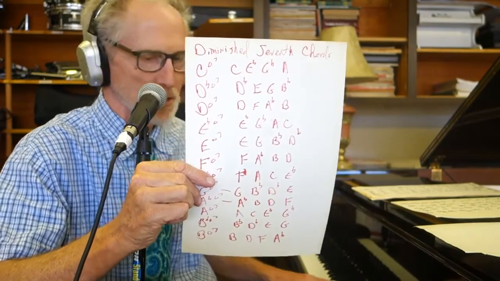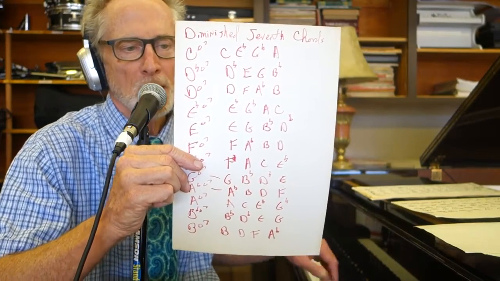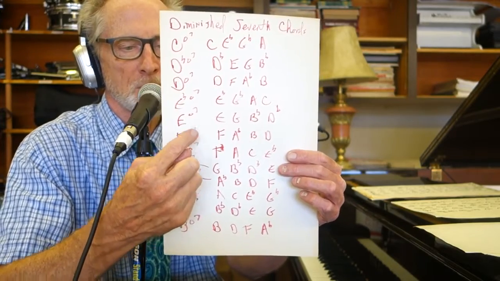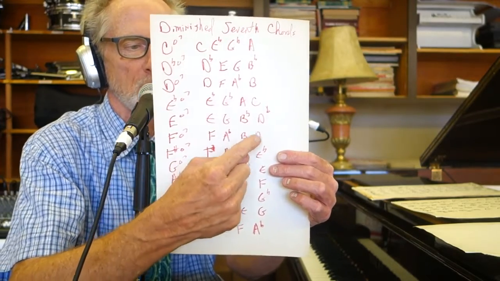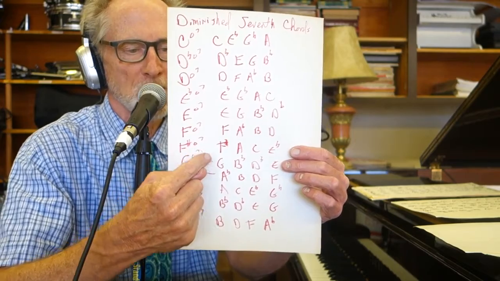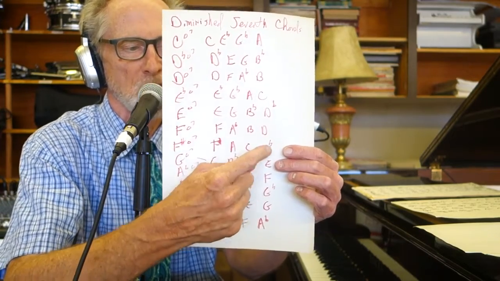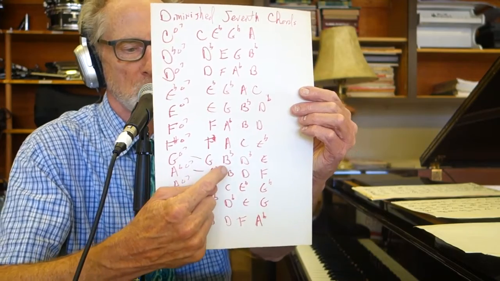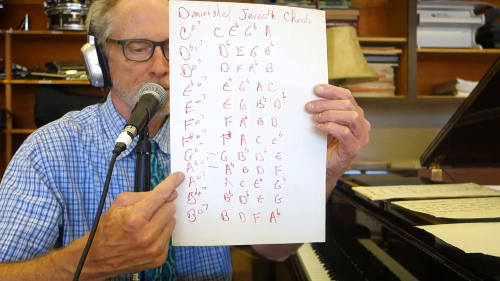Let's make sure I get this right. Yeah. E, G, B flat, D flat. F diminished 7th. F, A flat, B, D. F sharp diminished 7th. F sharp, A, C, E flat. All right. G diminished 7th. G, B flat, D flat, E.